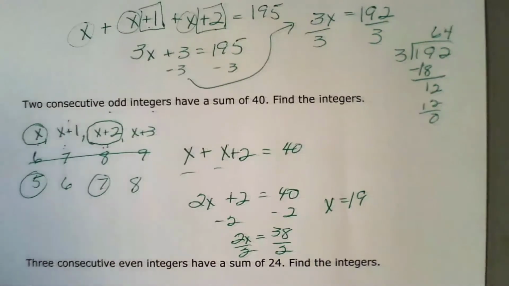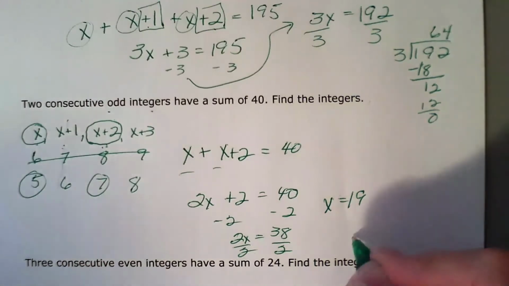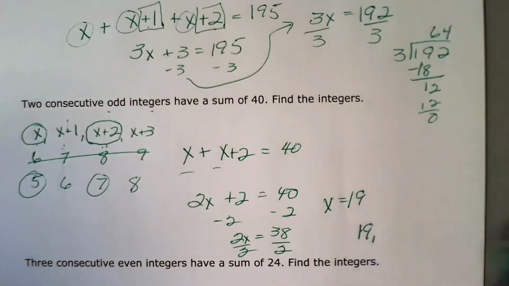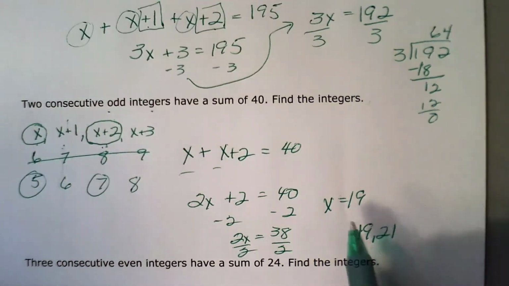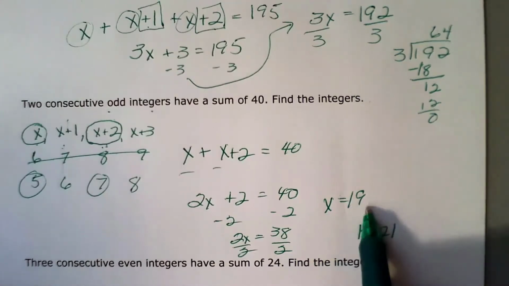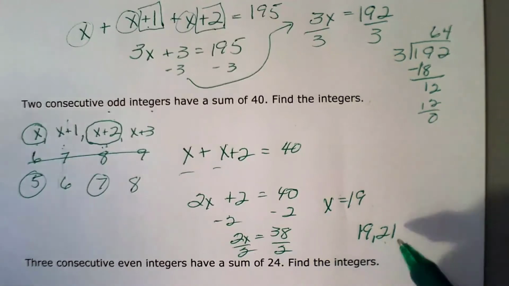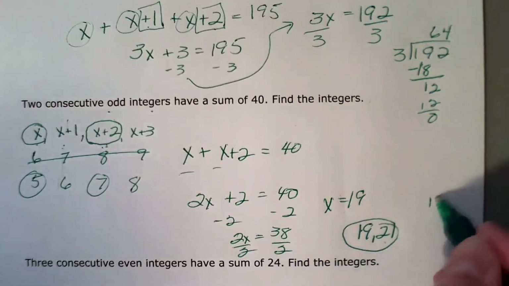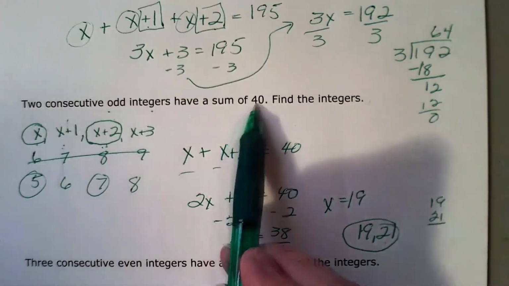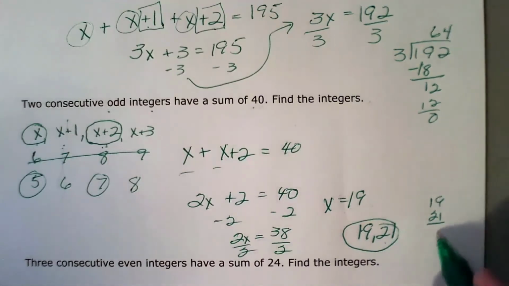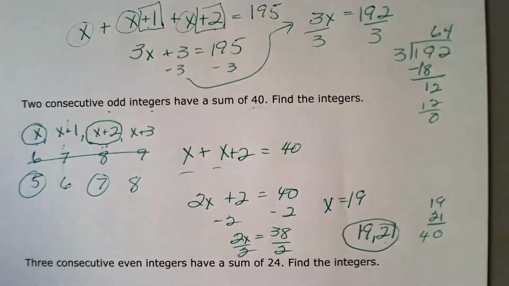So we're talking about two consecutive odd integers. The first one will be 19. The second one will be 21, because 20 would be the next integer, but the next odd integer will be 21. So if I add 19 and 21 together, do I get 40? I sure do. So that's my answer, 19 and 21.